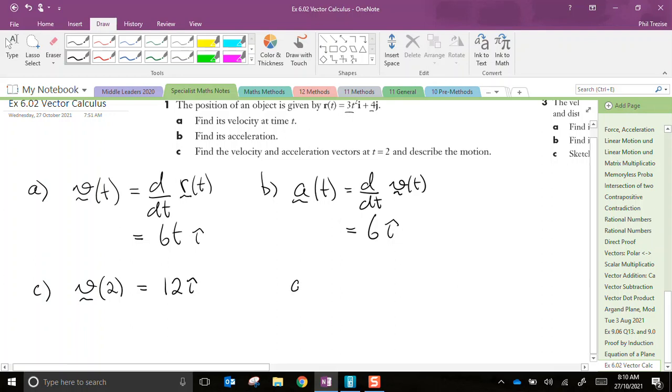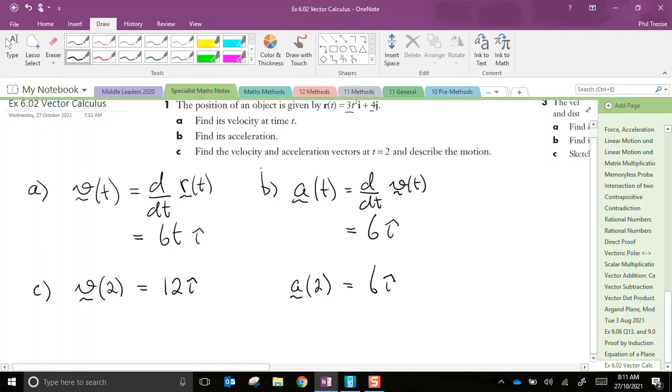The acceleration vector when t equals 2, well, there's no dependence on time. It's not like it's 6 multiplied by anything. It's just 6. So it is literally a constant acceleration. It wouldn't matter whether time was 2 or 5 or 7. The acceleration is 6. It's a constant acceleration. And that's what they're talking about when describing the motion. It is a constant acceleration.